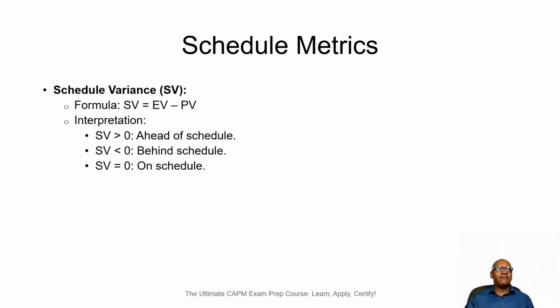Schedule metrics, we have our schedule variance. Our schedule variance, we said, is given by the formula the earned value minus the planned value. That is the formula that we use for calculating your schedule variance. How do we interpret the result? A schedule variance greater than 0 indicates that we are ahead of schedule. A schedule variance less than 0 tells us that we are behind schedule, and a schedule variance equal to 0 says that we are on schedule.